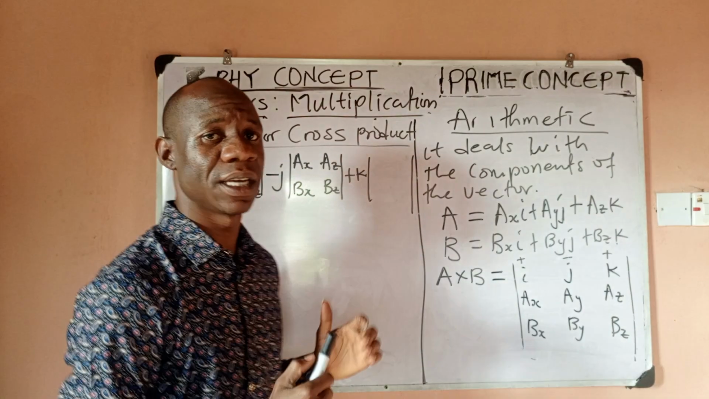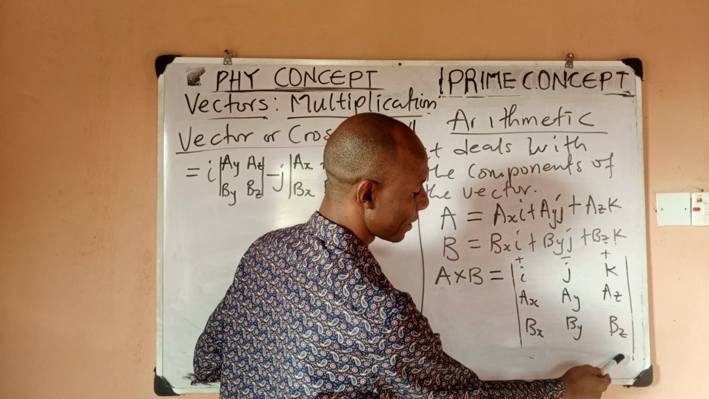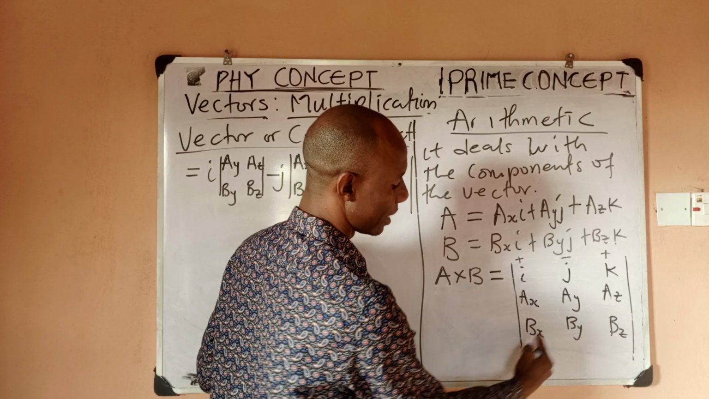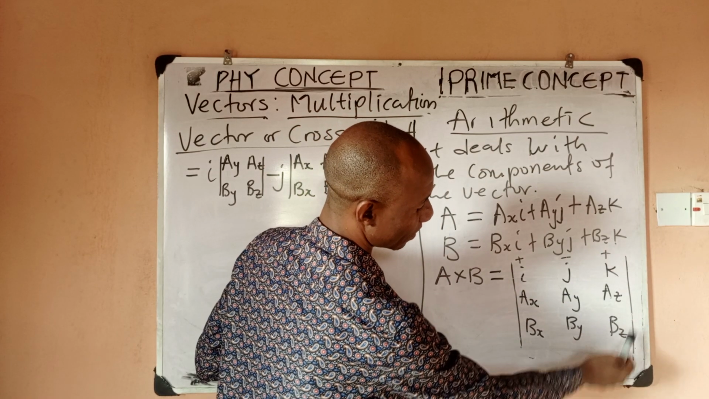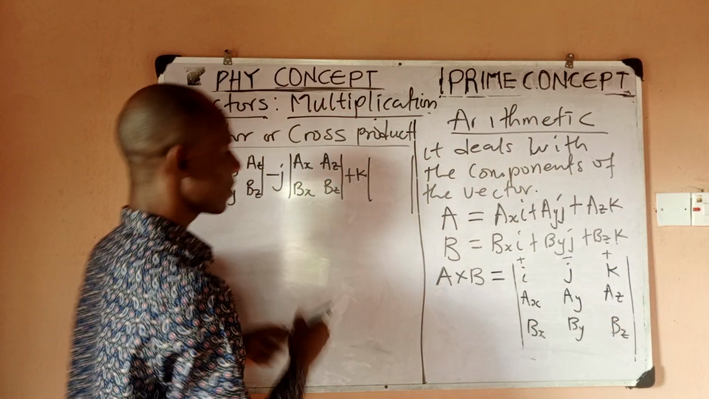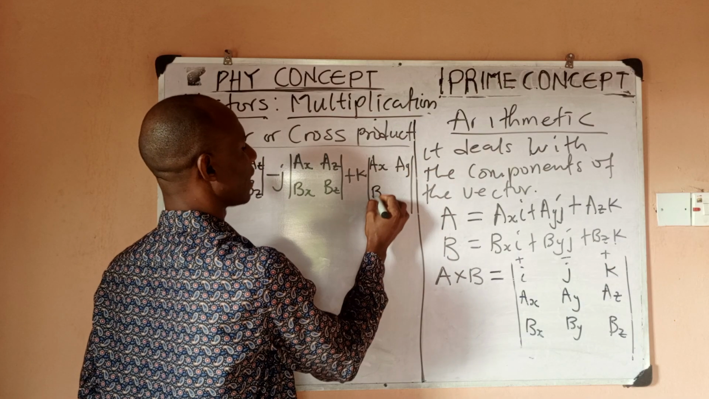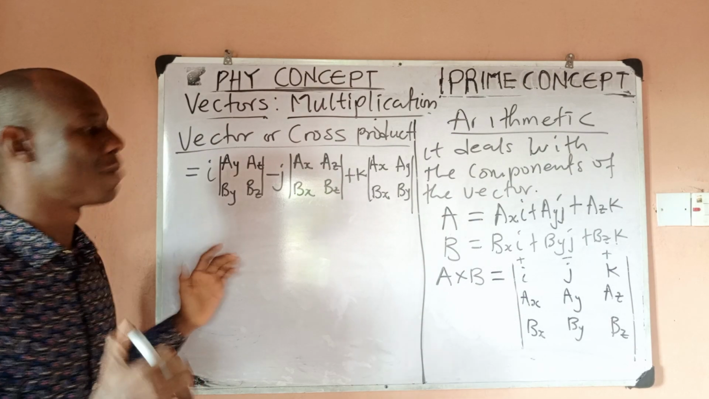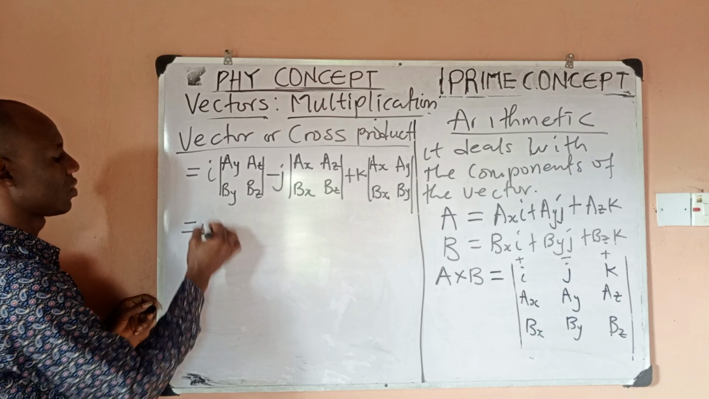Now, I'll strike everything that is connected to K vertically and horizontally. So if I strike this part, then I strike this part, what can you see? AX, AY, BX, BY. I repeat, I'll strike this part connected to K. I'll also strike this. So I have AX, AY, BX, BY. So I've reduced this to a 2 by 2 matrix.